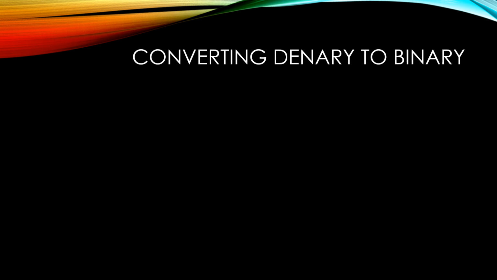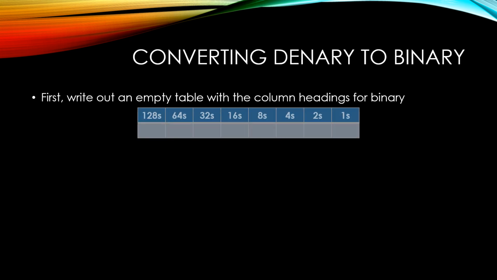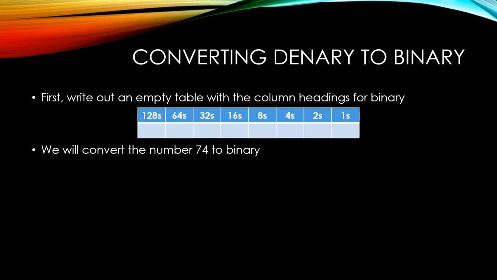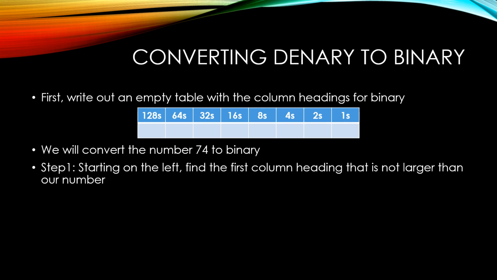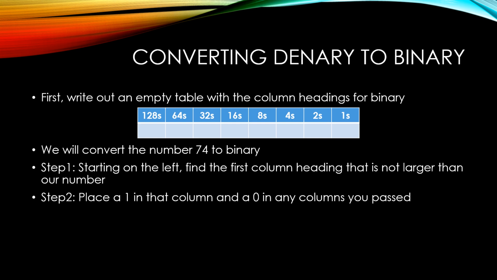There is also a short algorithm you can follow to convert from denary to binary. First, write out an empty table with the column headings for binary. I'll convert the number 74 to binary to show you how it works. Step 1. Starting on the left, find the first column heading that is not larger than our number. Place a 1 in that column and a 0 in any columns that you have passed. In this case, we place a 1 in the 64s column.